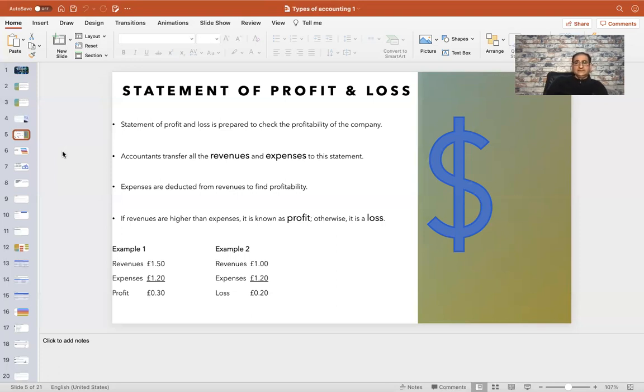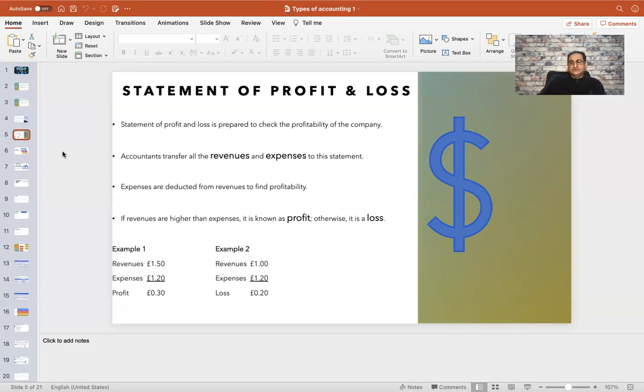And remember that businesses which run efficiently are able to make profit. Otherwise, if the employees are inefficient, or management is inefficient, then these types of businesses are not able to make profit. And it is very difficult for these businesses to survive in the long term. So the main reason for the statement of profit and loss is to check the profitability. And remember that accountants transfer only revenues and expenses to this financial statement.